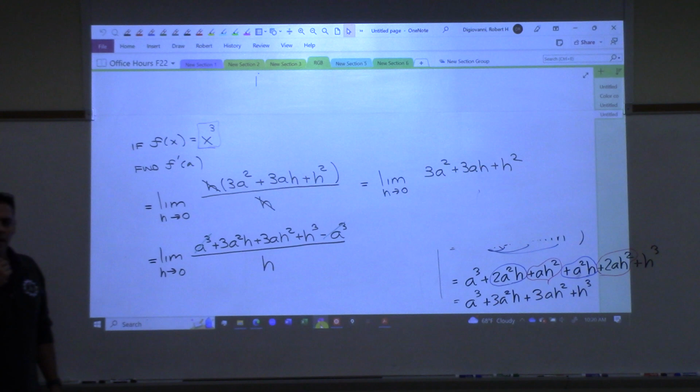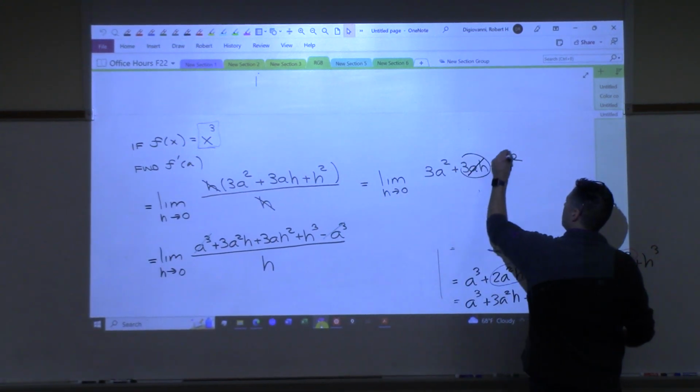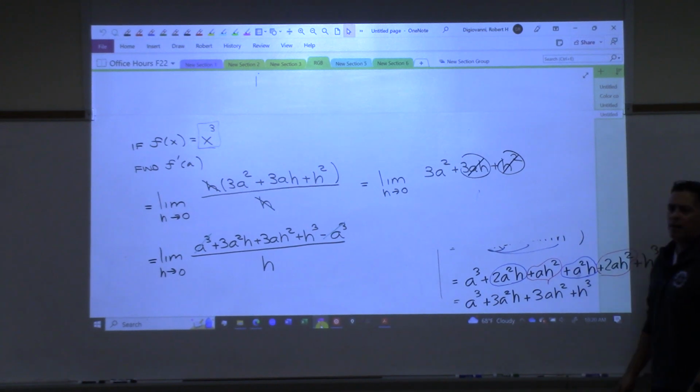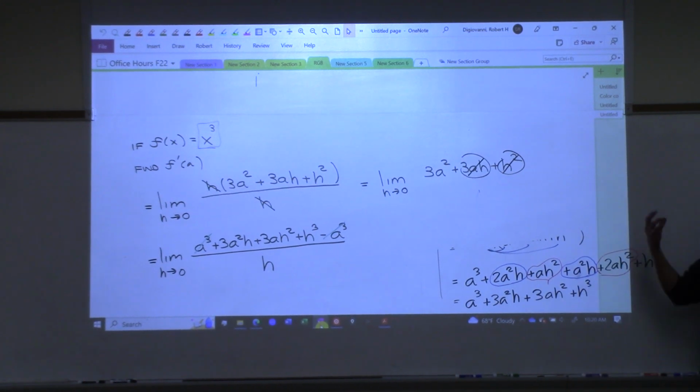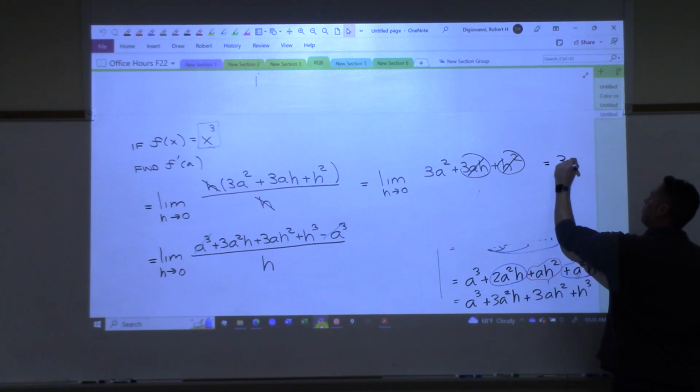Let h be 0, right? Let h go to 0. And it's going to kill off these 2 terms. Those are going to go away now, aren't they? Because h is going to 0, it just kills those. And all that's left is what? 3a squared. And that's your answer.